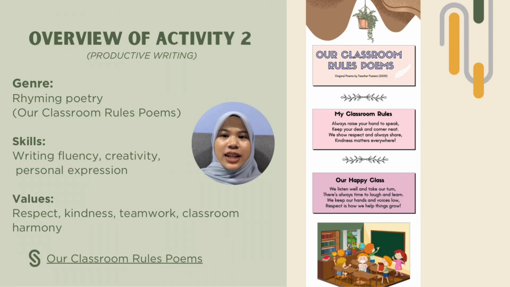Next, the second activity focuses on productive writing skills and is titled Our Classroom Rules Poems. The aim of this activity is to develop writing fluency, rhyme awareness, and moral expression through poetry. Pupils are invited to write a four-line rhyming poem based on their classroom rules and expectations. This not only reinforces their English vocabulary but also helps internalize important values like respect, responsibility, and teamwork.